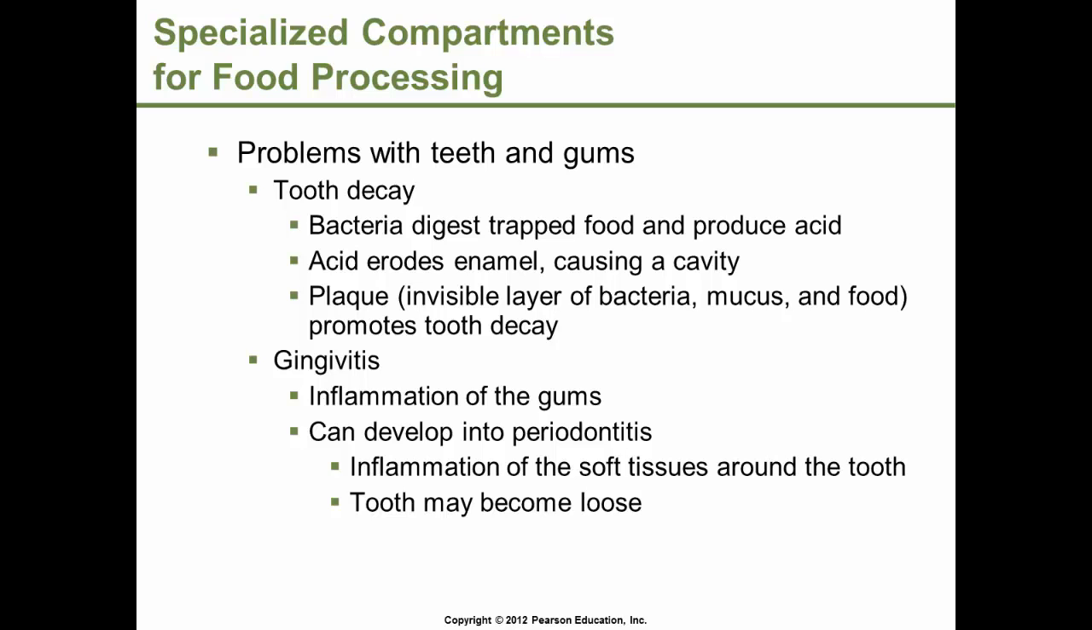Gingivitis is inflammation of the gums, can develop into periodontitis, inflammation of the soft tissues around the tooth, wherein the tooth would become loose. Swollen gums bleed and do not fit as tightly around the teeth. This pocket traps additional plaque. Bacteria in the plaque can then attack the bone and soft tissues, and the tooth becomes loose. Gum disease affects about 67% of middle-aged individuals in the United States, and is a major cause of tooth loss.